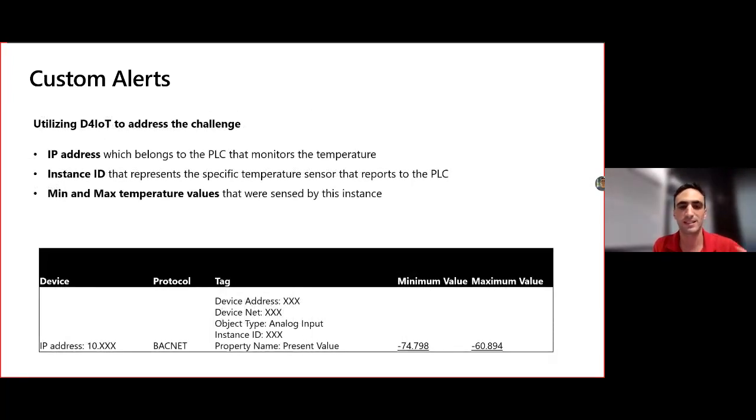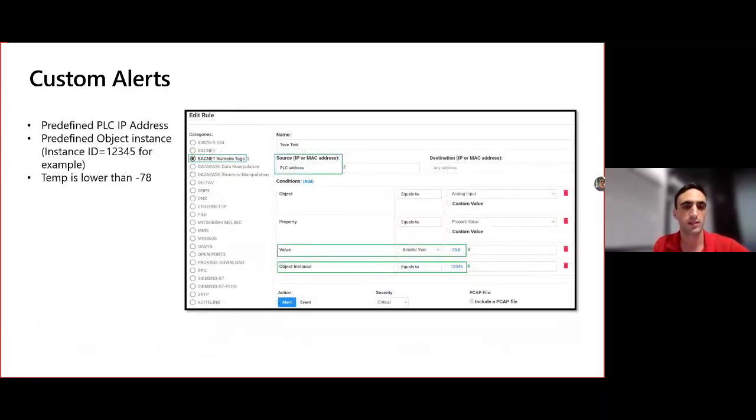So you can define a specific device, in this case the IP for the PLC that monitors the temperature, and create a custom alert. So a specific IP address and a specific value and object instance. Anytime the temperature is smaller than minus 78 degrees, please raise an alert. And that alert will show up in the SOC and can be immediately acted upon. And this was life-saving critical.